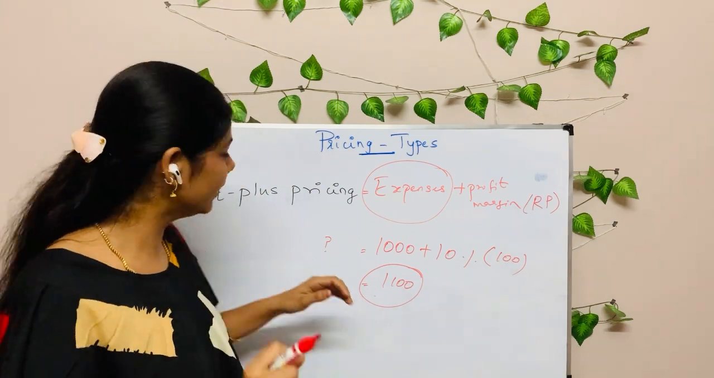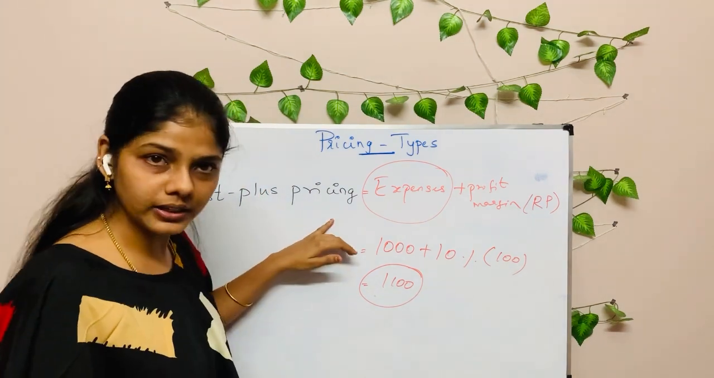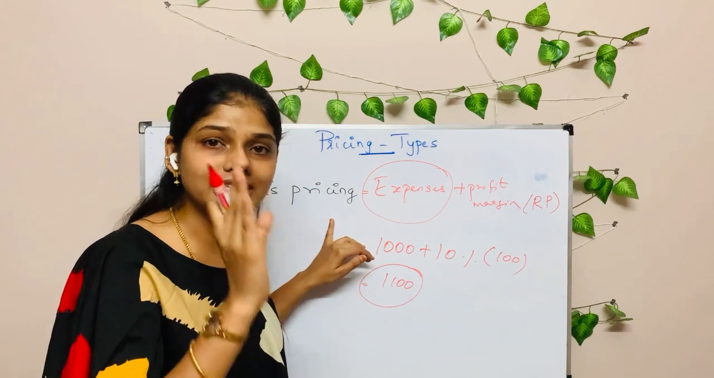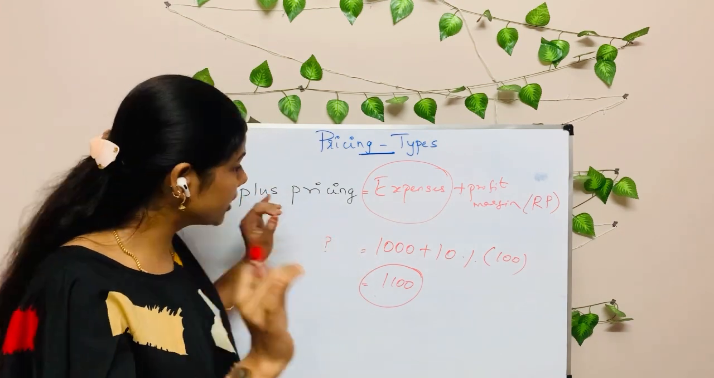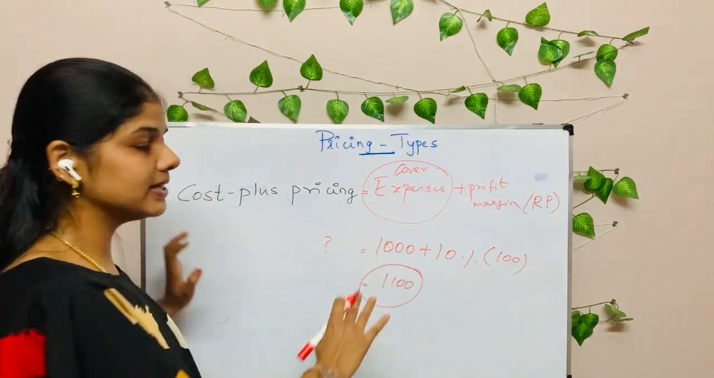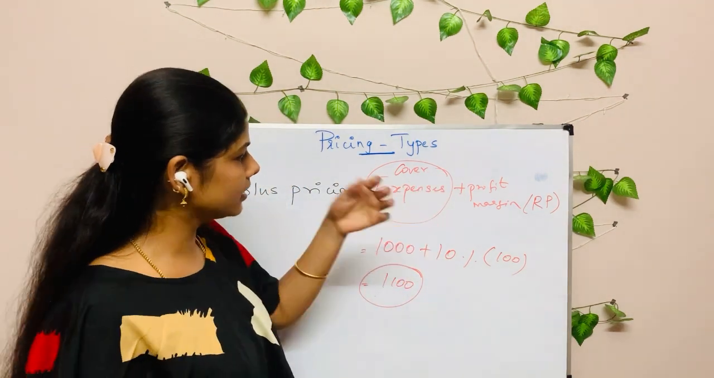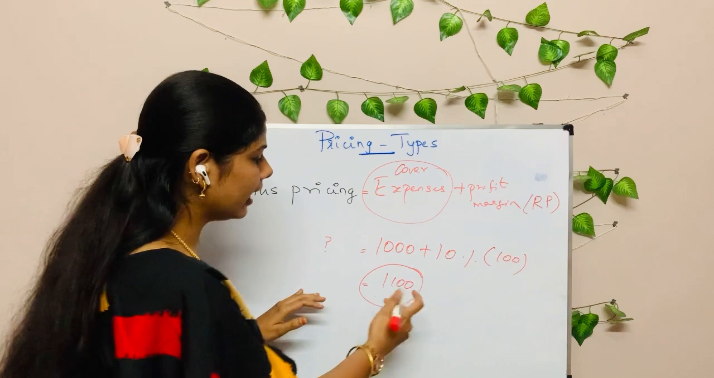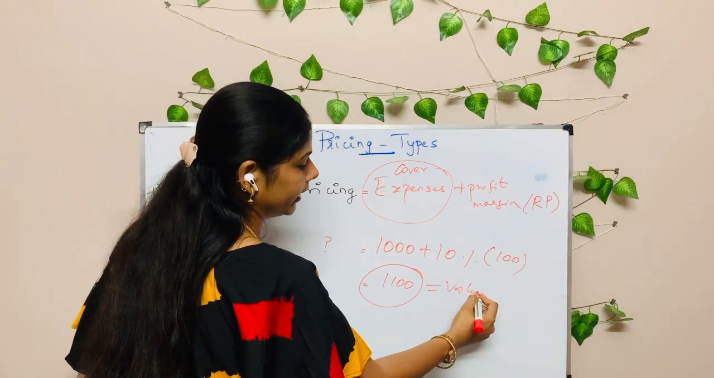I'll repeat it once again. Cost plus pricing is where the manufacturer will set a price for his product just to cover, okay, just to cover the expenses that have been incurred. So expenses plus a reasonable profit will give you the actual value of the product, right?